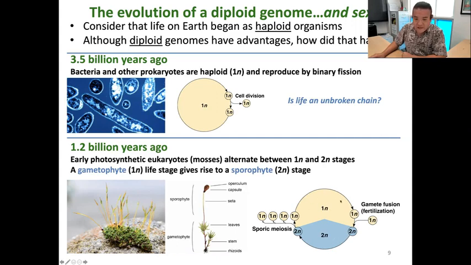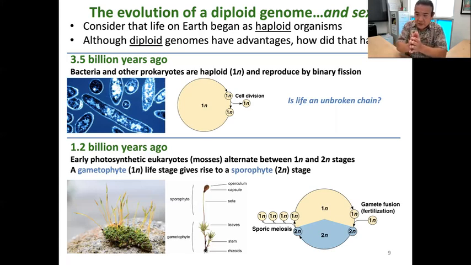Right? The 1N stage, the gametophyte stage, is the part that you typically think of when you think of a moss. Right? That's the more supple green part that looks a little bit leafy. So it's called the gametophyte stage because it makes gametes. In other words, as it divides, it is 1N. All right? It only has one copy of the genome.